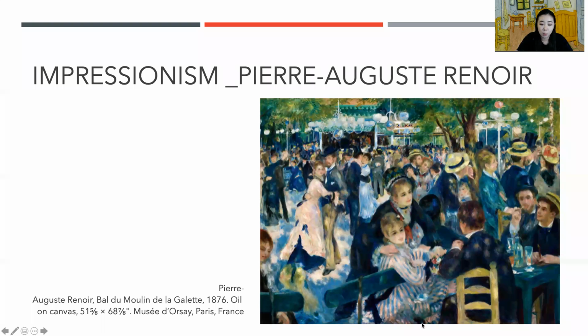This painting is one of Impressionism's most celebrated masterpieces. The painting depicts a typical Sunday afternoon at the original Moulin de la Galette in the district of Montmartre in Paris. In the late 19th century, working-class Parisians would dress up and spend time there dancing, drinking, and eating.